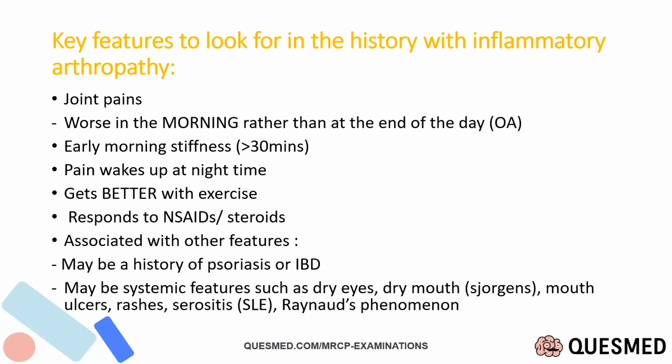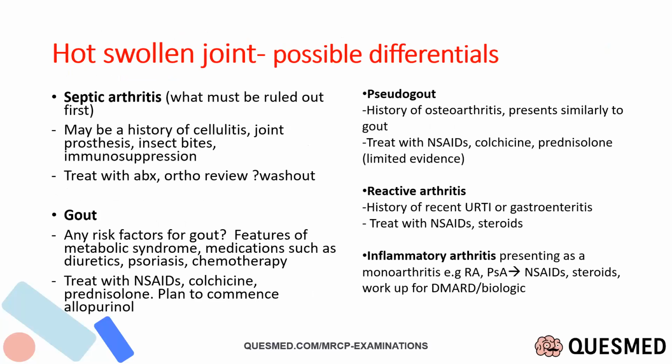The pain, unsurprisingly, will respond to non-steroidal anti-inflammatories and steroids. And then you also want to look for other features that might give you clues that the patient might have psoriasis or inflammatory bowel disease, which are associated with certain types of arthritis. Or they might have dry eyes or dry mouth, ulcers, rashes, etc., which might make you think of this as a connective tissue disorder.